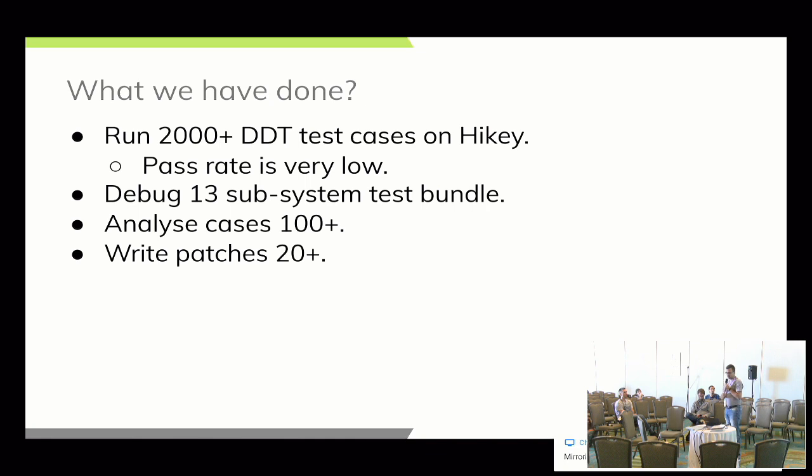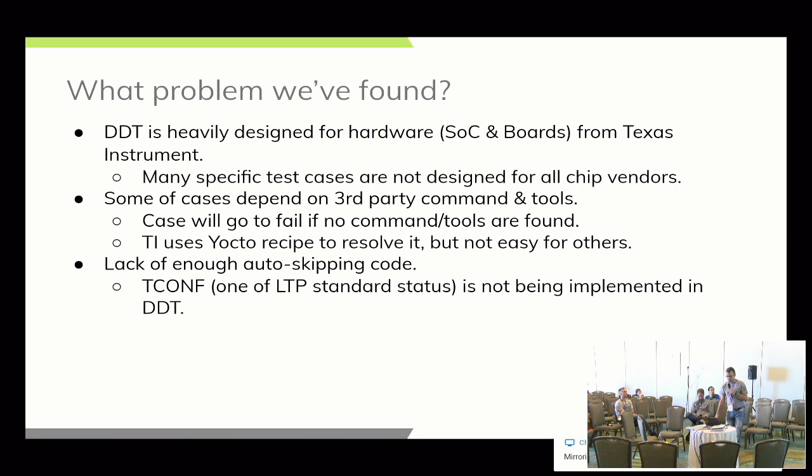Orson and his team have been able to debug 13 subsystems, and they've analyzed more than 100 test cases and written more than 20 patches to fix those. So what are the kind of problems that they found? LTP DDT is heavily designed for hardware from TI. So there are a lot of test cases that are very specific and are not designed keeping in view how other chip vendors might use those subsystems.